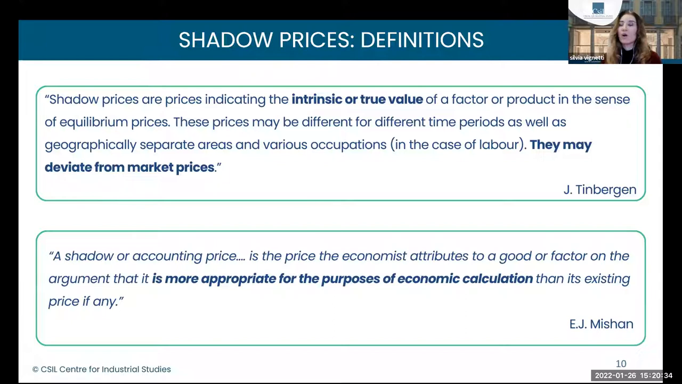Because in some cases, market prices simply do not exist. If we think about fresh air, there is not a price for fresh air. But it's important for society to have fresh air and clean air. Or if we think about accessibility or time saving, there is not a true market. There is not a true price for the time of the people, but it's important for us to save time when we have to go to work, or also when we go on holidays and we don't want to spend more time than what is actually needed to reach our place.